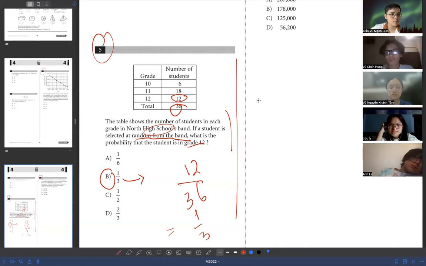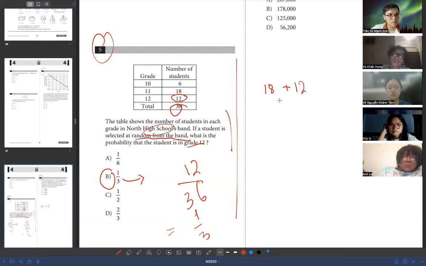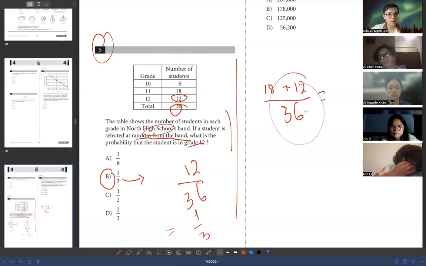What is it? 18 plus 12, over 36. Exactly, because I'm selecting randomly from every student in this high school, and I'm asking you how many of them would be in grade 11 and above. So you take those two and divide by 36.